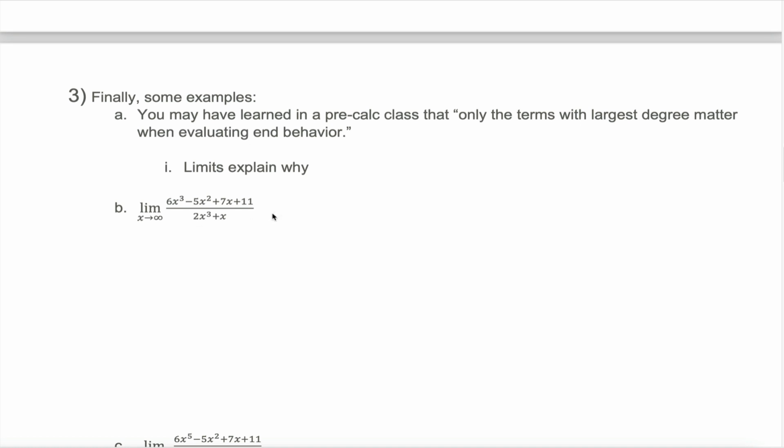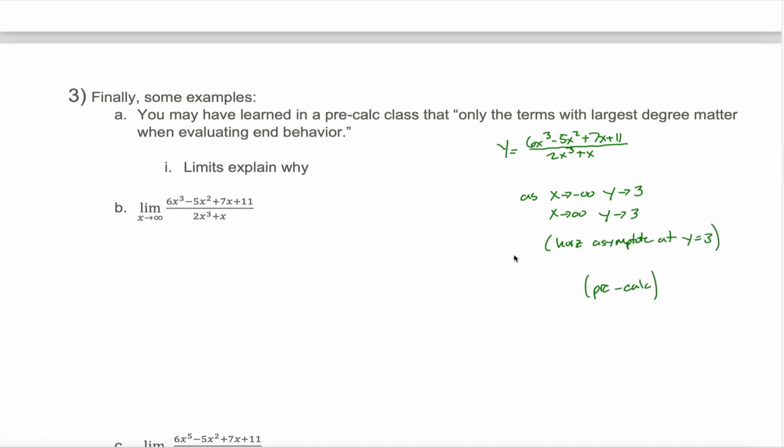You may have learned in a pre-calculus class that if y is equal to 6x cubed minus 5x squared plus 7x plus 11, all divided by 2x cubed plus x, then we can state the end behavior by saying as x approaches negative infinity, the y coordinate is going to approach 3, and as x approaches positive infinity, the y coordinate is going to approach 3. In other words, we have a horizontal asymptote at y equals 3. This is all stuff you were supposed to have learned in a pre-calculus class. And this isn't wrong at all. This is the correct answer, 3. This limit is going to end up being equal to 3.